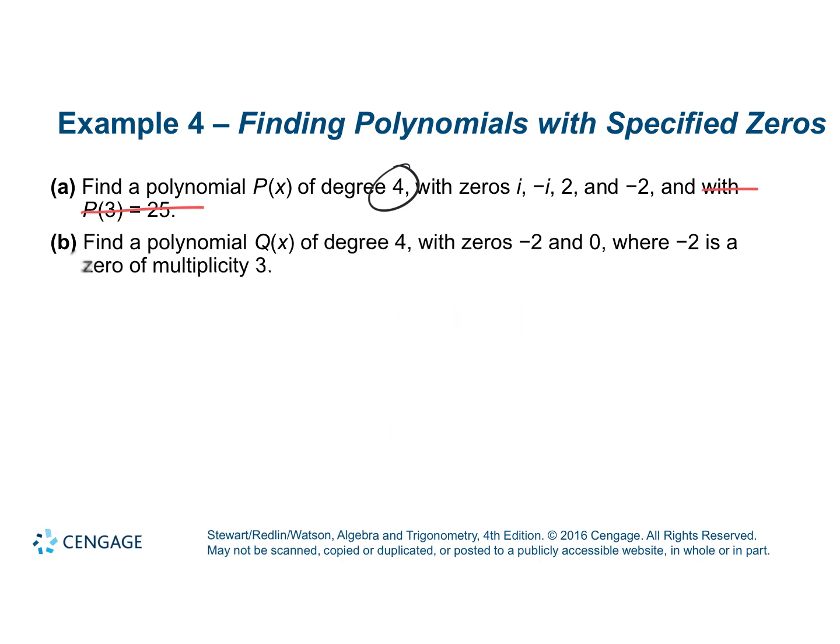All right, so now let's look at B. They want us to find the polynomial q of x of degree 4. So again, we need 4 zeros. We have x is equal to negative 2, and we have x is equal to 0, where negative 2 has a multiplicity of 3.